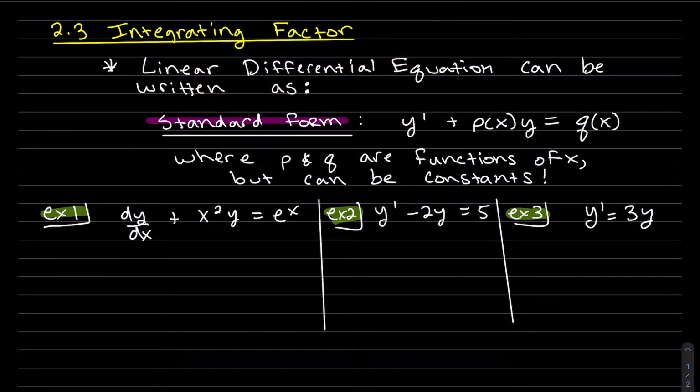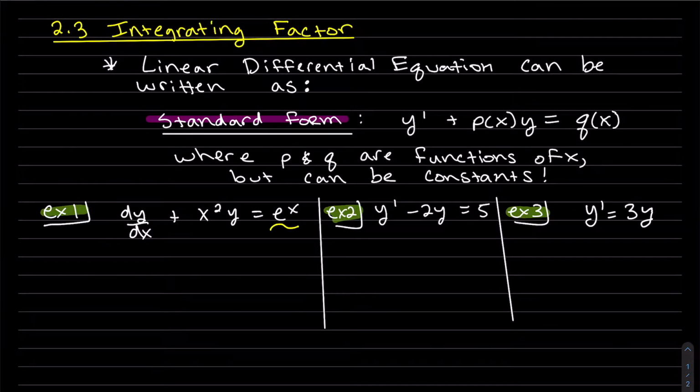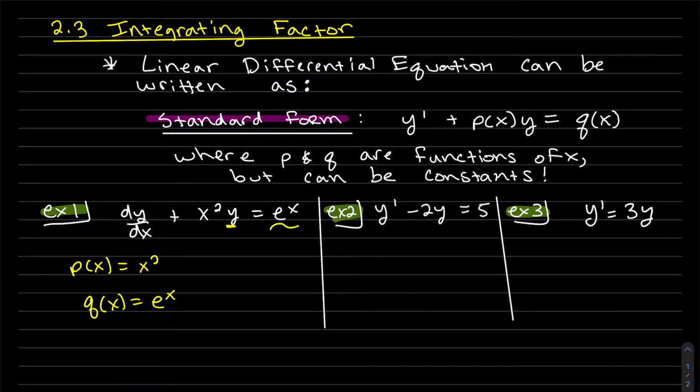So example 1, it is in the right form. We have our function in terms of x on the right, just our single y right there. So p of x is equal to x squared, and q of x equal to e to the x. This is the one that we're going to need to solve it, though. We don't really need q of x unless you're using the formula, which I don't recommend.